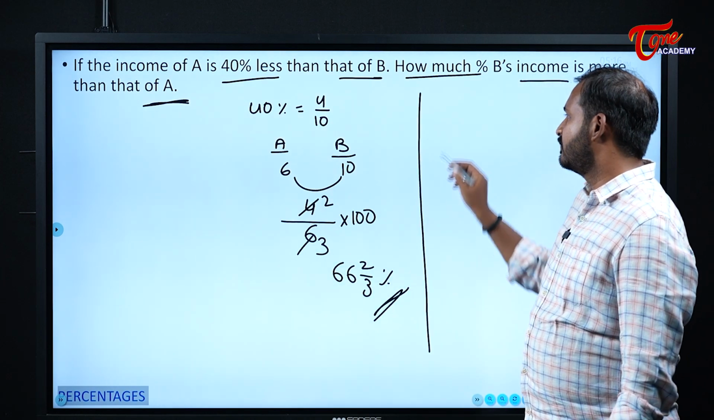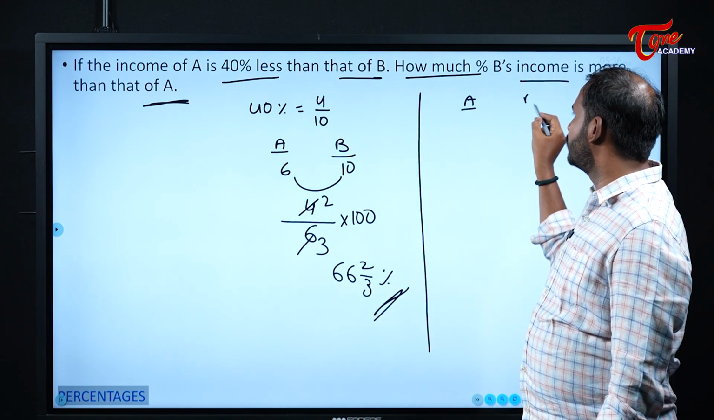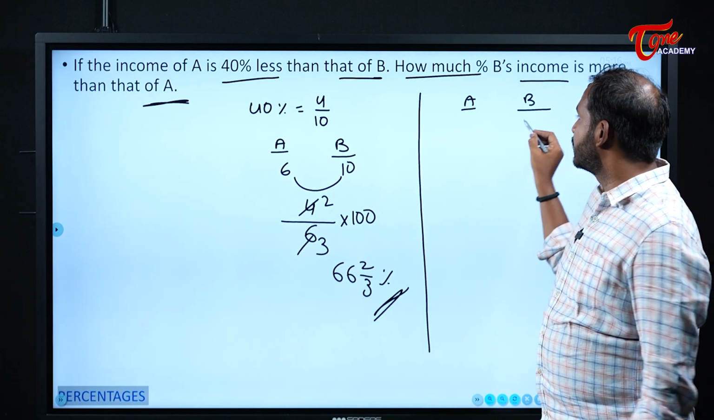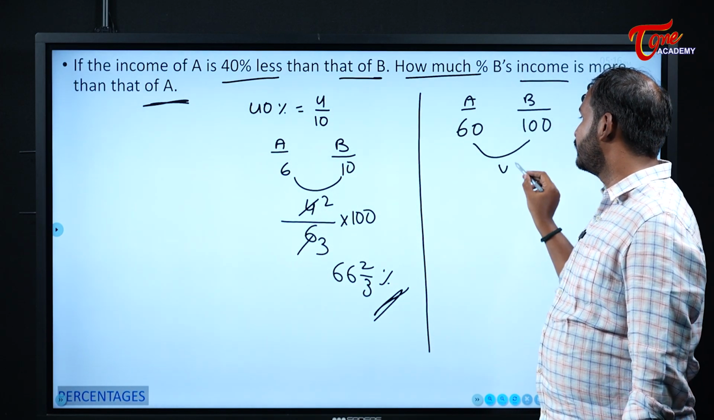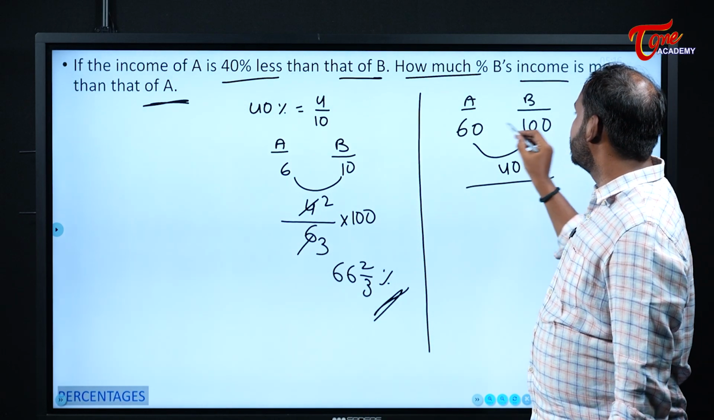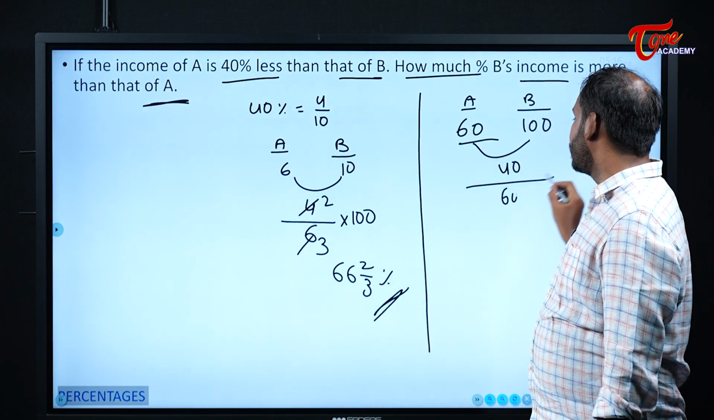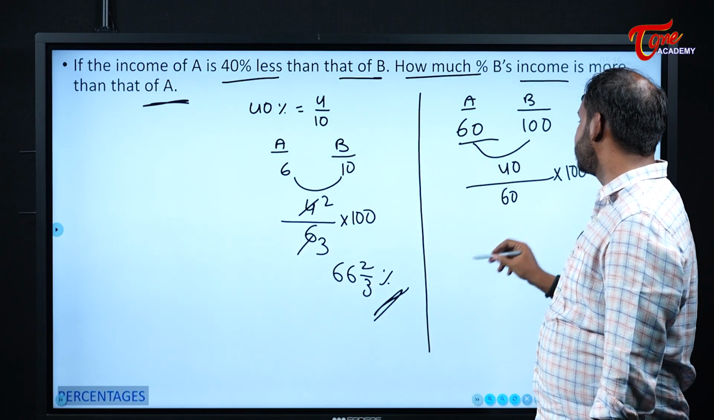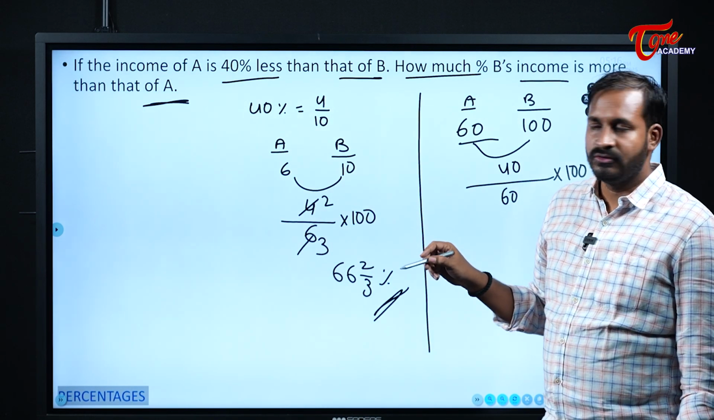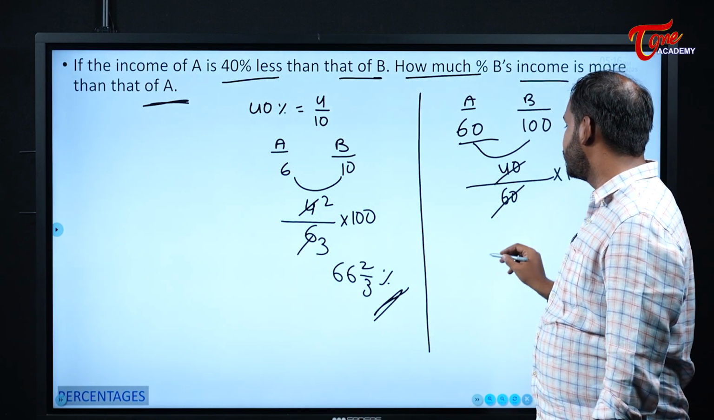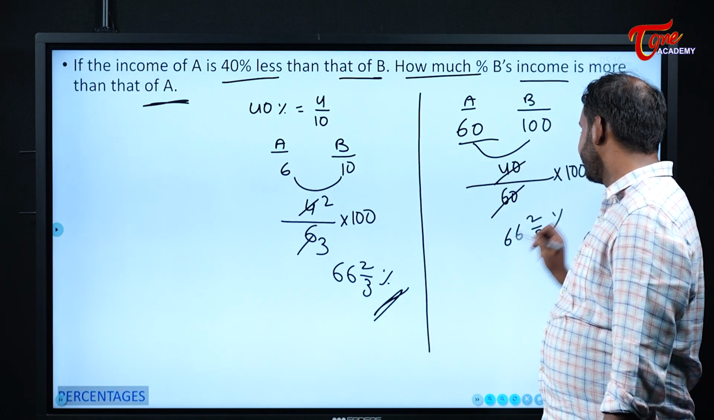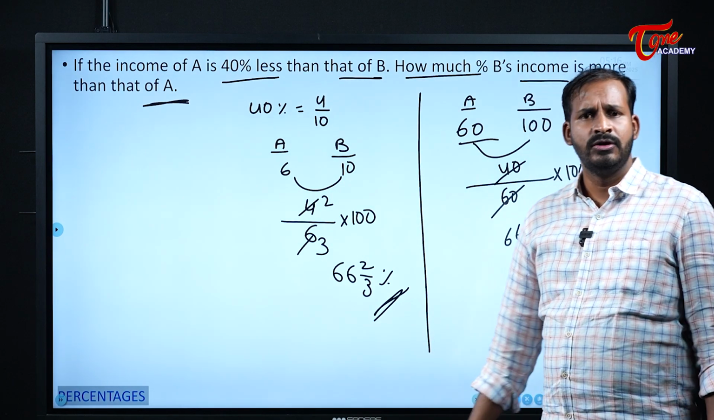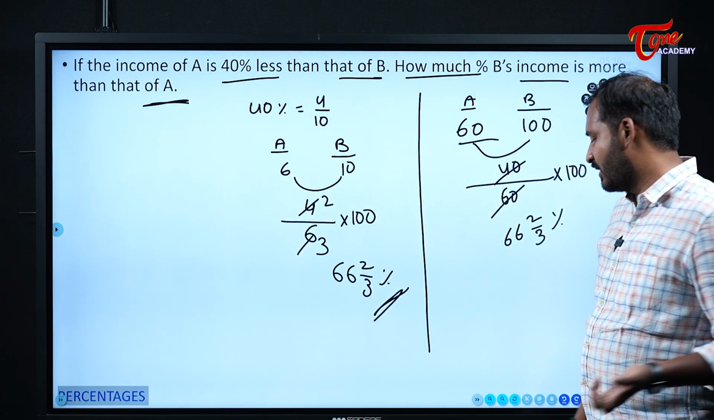Or else, we will go with the basic one, you can go that one also. Here, B's income I will take as 100, A's income I will take as 60. What is the difference between them? 40. And more, right? That means I will take the less value. 40 by 60 into 100. So you will get the same thing, 2 by 3 times of 100, which is equal to 66 2 by 3 percentage. You can take any value, both the values are same, you will get the same answers, more or less.